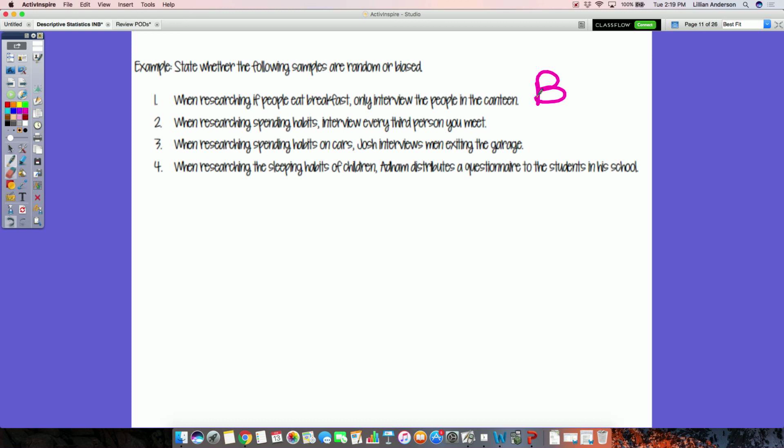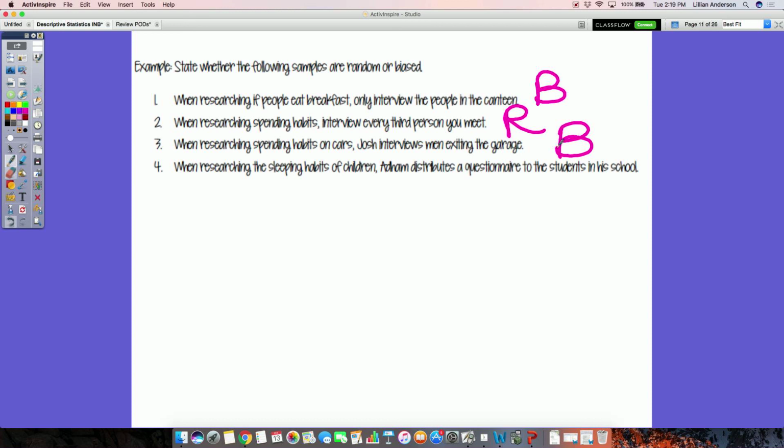But when researching spending habits, interview every third person you meet. That's very much random. It is random because one person walks by you, a second person walks by you, and the third person you ask, how much do you spend? All right? When researching spending habits on cars, Josh interviews men exiting the garage. Very much biased, because women buy cars too.